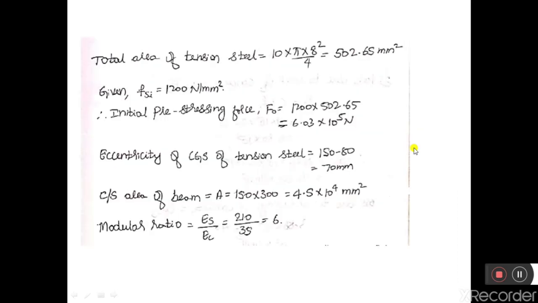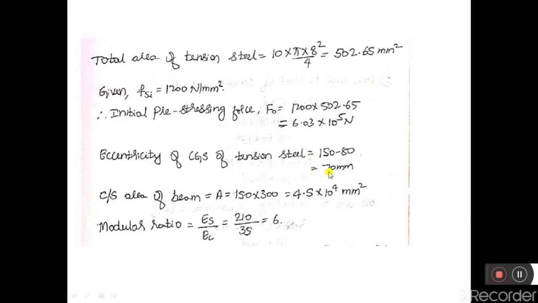That means the cables are placed at a distance of 80 mm from the soffit. From the soffit means from the bottom. Therefore, the depth of a beam is 300 mm. It is a rectangular beam. Therefore, the centroidal axis of the beam will be D by 2, that is y1 is equal to y2 is equal to 150 mm.